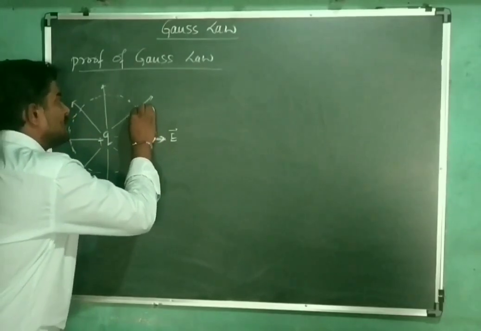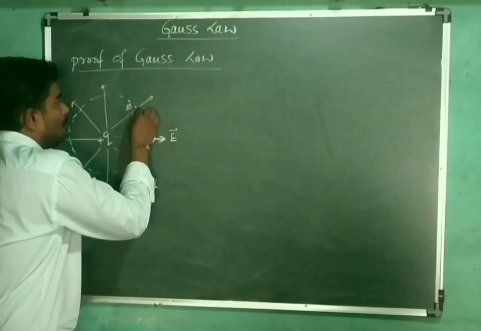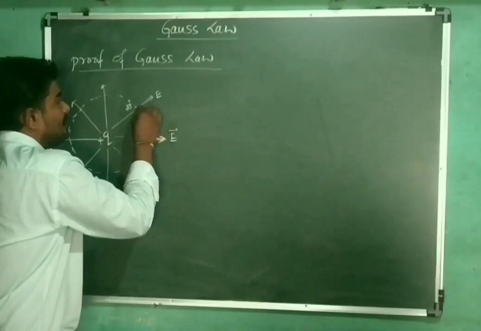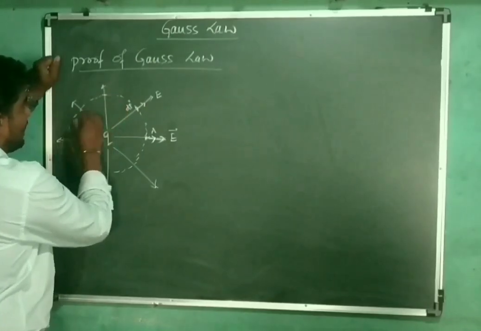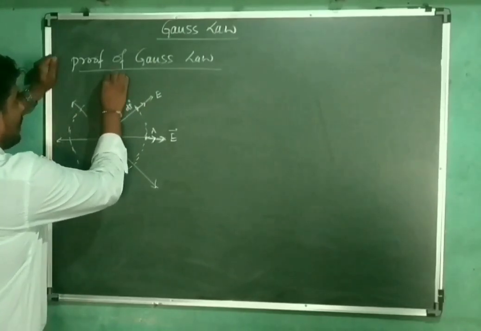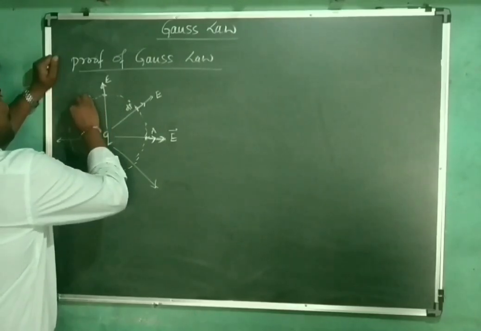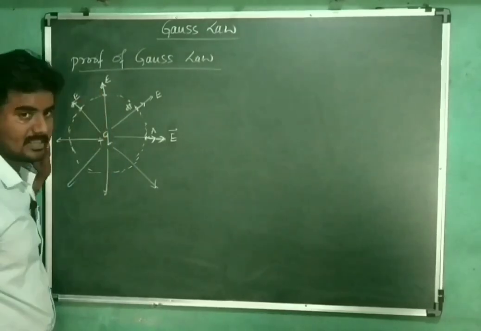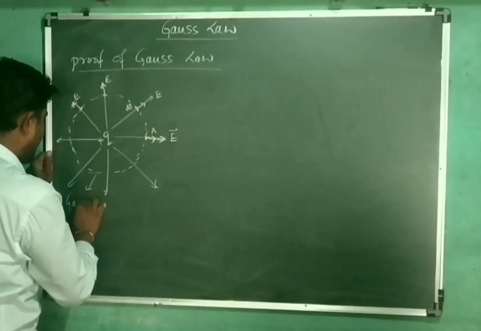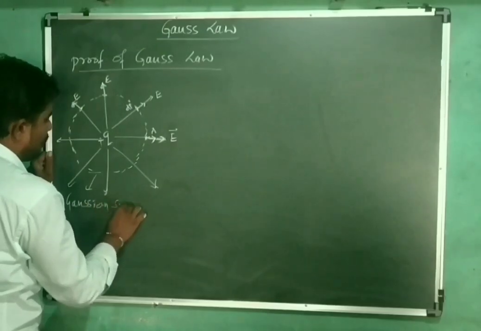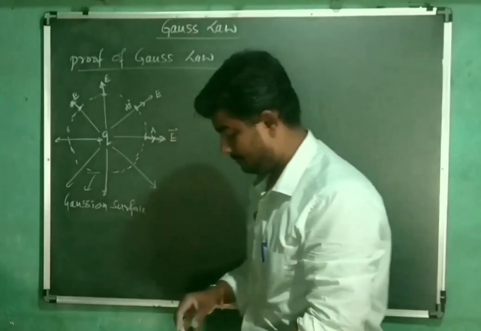If I consider this small area dA, you can observe once again the angle between electric field and area vector is 0. If I consider dA at this location, then the direction of electric field and area vector is the same. If I consider this area, once again the angle is the same. Then I can call it a Gaussian surface.